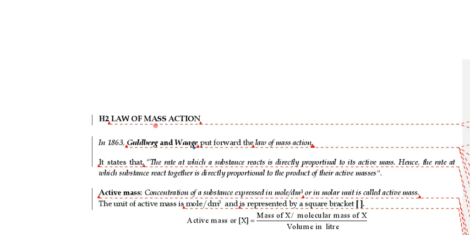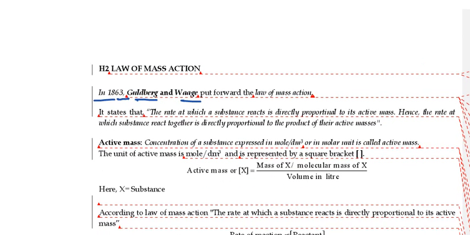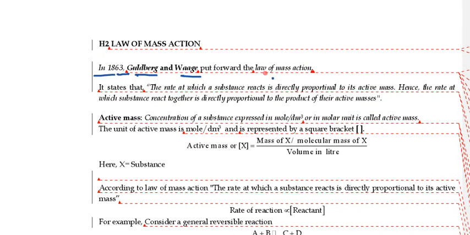Now for the condensation theory, we have discussed the family, the law of mass action. Around 1863, two scientists, Guldberg and Waage, gave the law that is considered the law of mass action. It means that the rate of a reaction is directly proportional to its active mass.